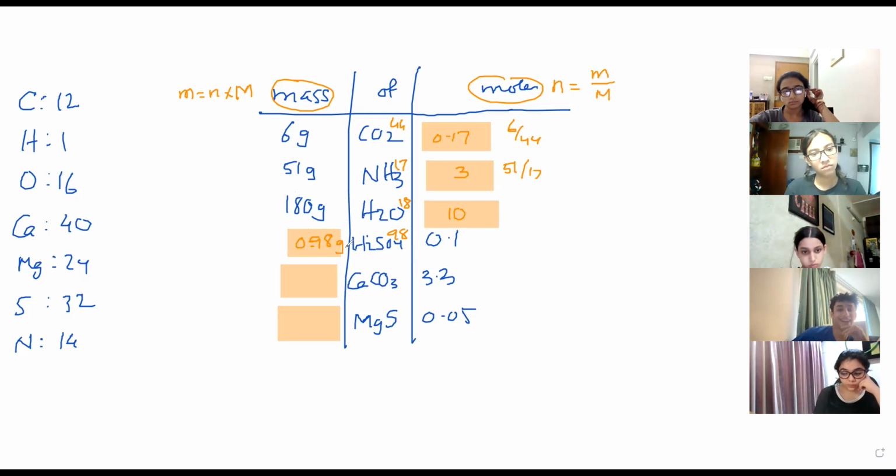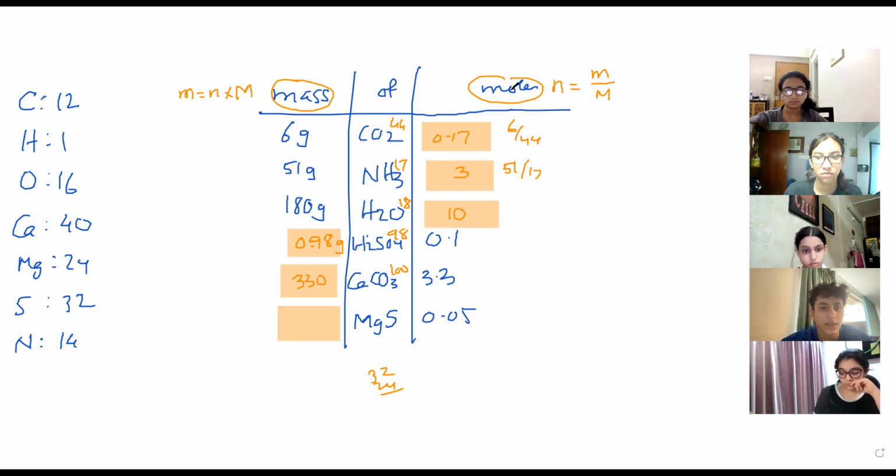grams. The molar mass of calcium carbonate is 100. So 3.3 moles is 330, because 3.3 into 100. Okay. Magnesium sulfide. I don't know how much is the molar mass of magnesium sulfide. 32 plus 24. 56. So 56 is the 2.8.